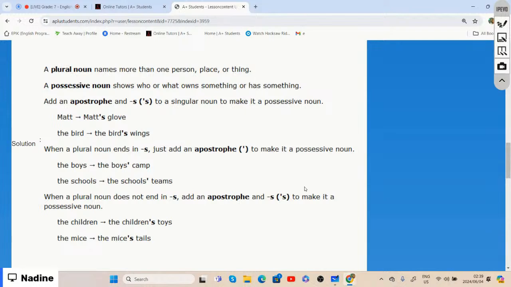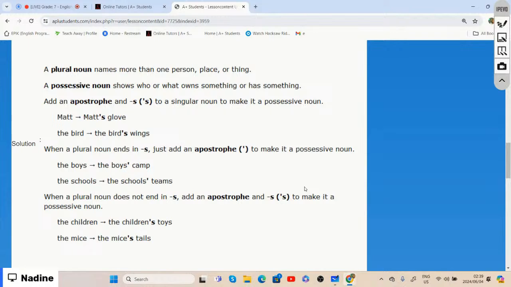All right. And remember once again, we said plurals, we have singular possessive, we have plural possessives, right? And then we also have just our possessive nouns. And a possessive noun shows who or what owns something or has something. And then we add an apostrophe and S, or just an apostrophe, to a singular noun to make it possessive. And then we have a few examples.